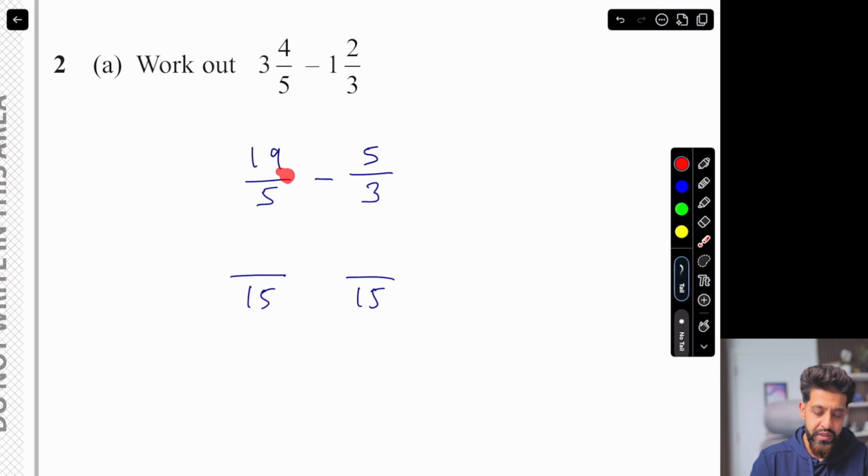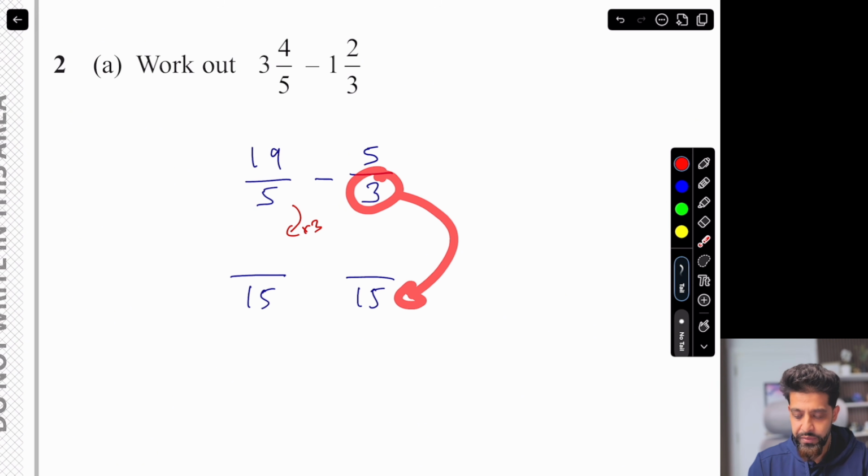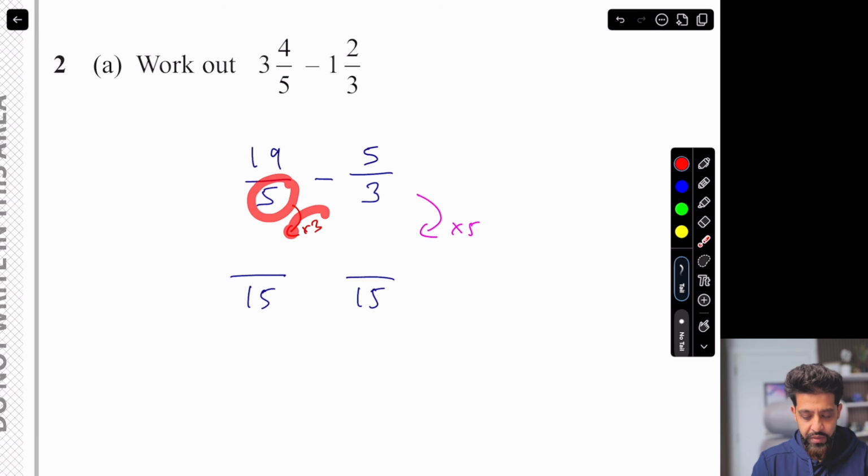So then we have to ask ourselves, how does 5 become 15? Well, 5 becomes 15 if you multiply it by 3. And then we ask ourselves, how does 3 become 15? Well, 3 becomes 15 when we multiply by 5. So if we are multiplying the first one by 3, we've also got to multiply the 19 by 3 as well, which means 19 times 3.